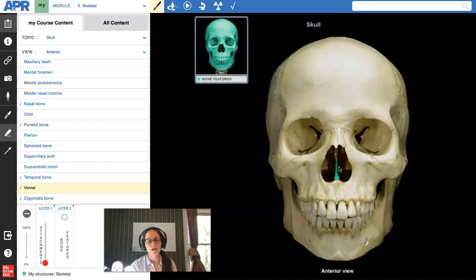That's fine. So there's your vomer. I don't have a separate view for it. The zygomatic bone is your cheekbone. So you know, oh, this person has really high cheekbones. In fact, this person does have really high cheekbones.